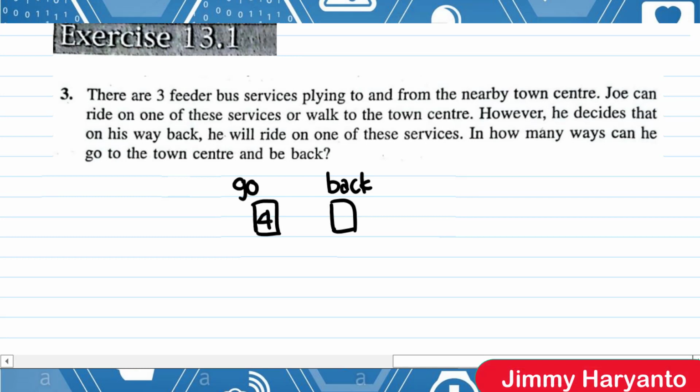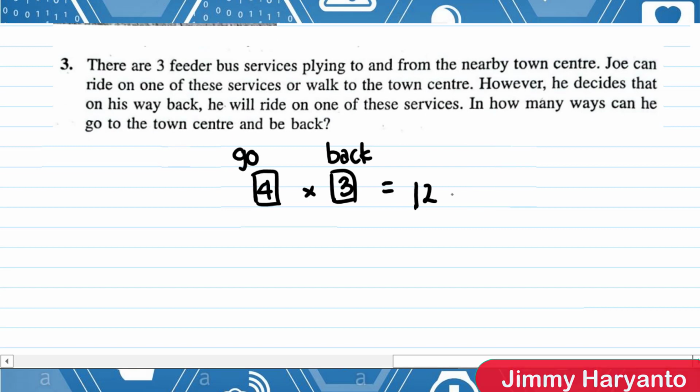And then for traveling back, he wants to ride on the bus services only. He doesn't want to walk. So we only have 3 services, 3 possibilities for going back home. So it will be 12 ways.